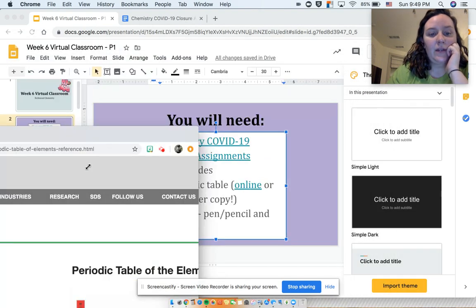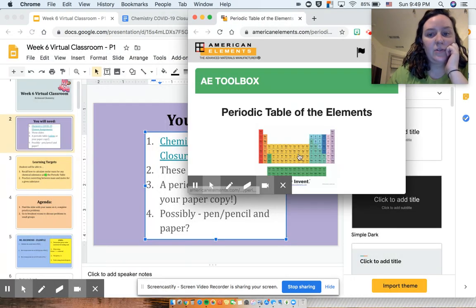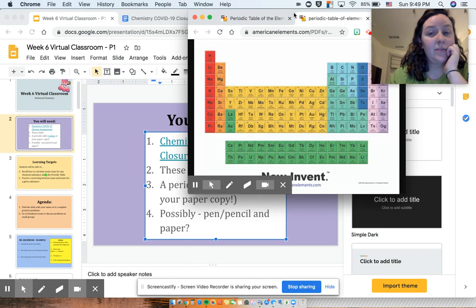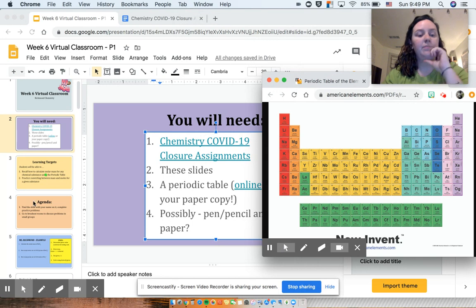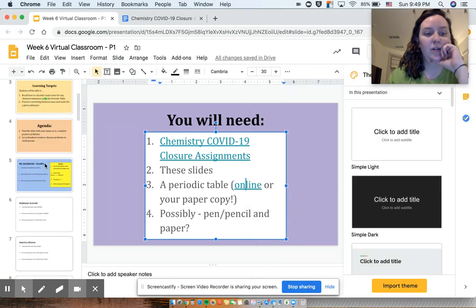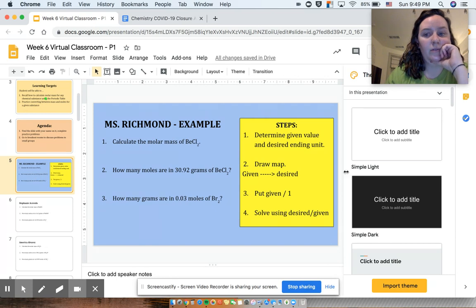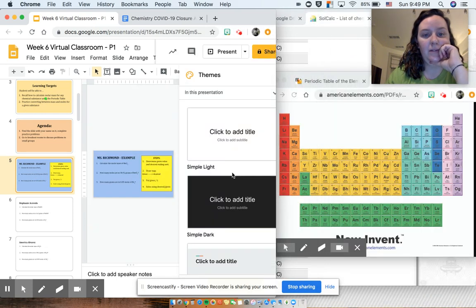So I'm calculating my molar mass of BeCl2. So again, we're just recalling how to do this. We did do it before we left for the closure, but I wanted to do a quick refresher on it. So first things first, calculating the molar mass of BeCl2.